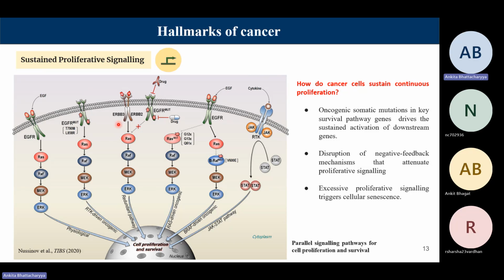Then we looked at other proteins, that is via redundant pathway. There can be hyperproliferation. Then we looked at RAS-driven oncogenic pathways, BRAF-driven oncogenic pathways, and JAK-STAT-mediated signaling as well. So oncogenic somatic mutations in these key survival genes actually drive the sustained activation of downstream genes. The disruption of negative feedback mechanisms that attenuate proliferative signaling is lost. Then excessive proliferative signaling triggers cell senescence.